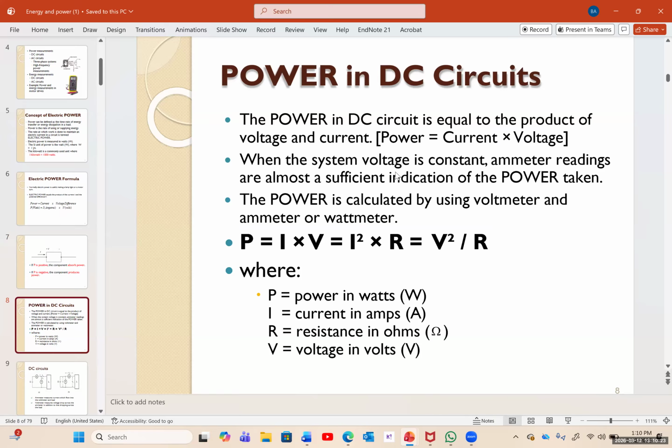Now, power in DC circuits, as you know, could be written in a different way. P is equal to IV, V is equal to IR, so I can replace V with IR. Then P would be equal to I squared R, or V squared over R. Power is in watts, current is in amps, resistance is in ohms, and voltage is in volts.